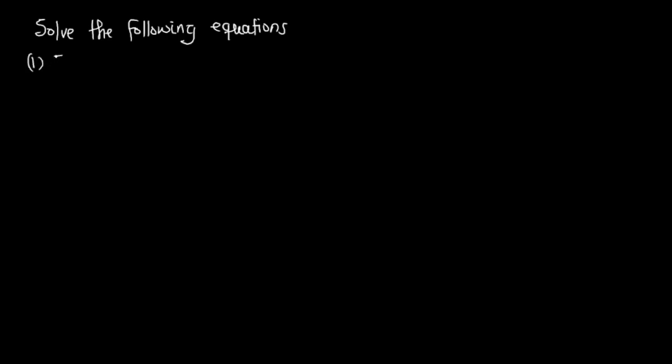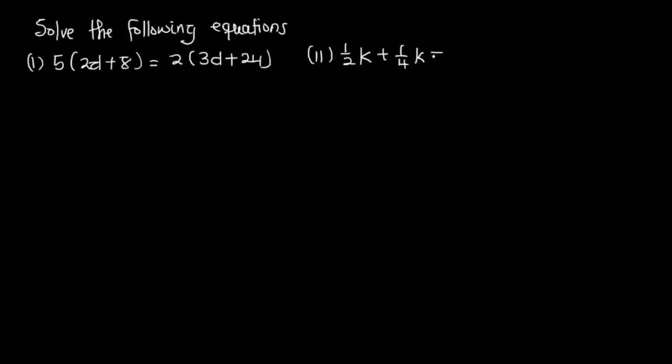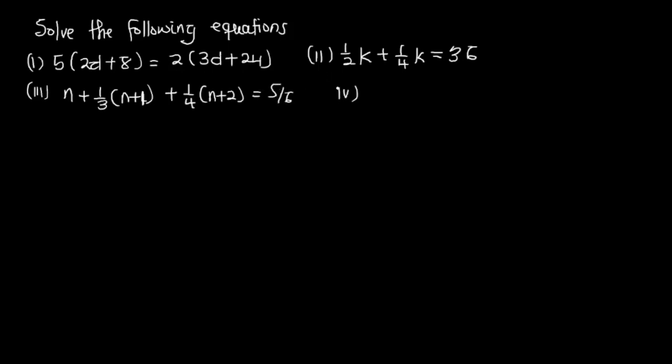So we have i, 5 outside bracket 2d plus 8 is equal to 2 into bracket 3d plus 24. ii, half k plus 1 over 4k is equal to 36. iii, we have n plus 1 over 3, n plus 1, this is 1, plus 1 over 4, n plus 2 is equal to 5 on 6, and then iv, 1 over 2, L minus 5 plus L is equal to 11.